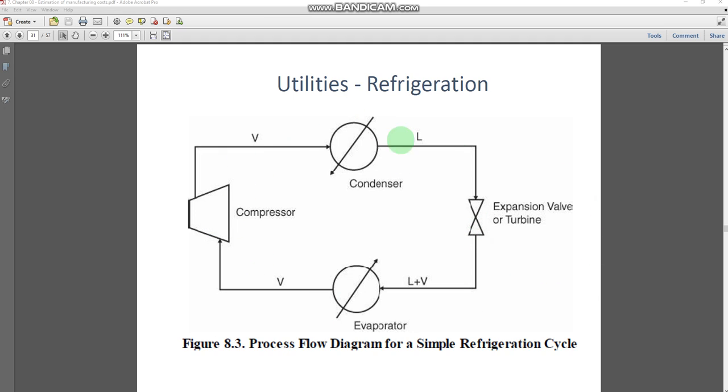So this is a cyclic process, and you can see that the outlet of the condenser has liquid, and after the expansion valve we have a mixture of liquid and vapor, and at the inlet of the compressor you have only vapor, and at the outlet you also have vapor. So this is a cyclic process, and these are some of the constraints that we need to see.